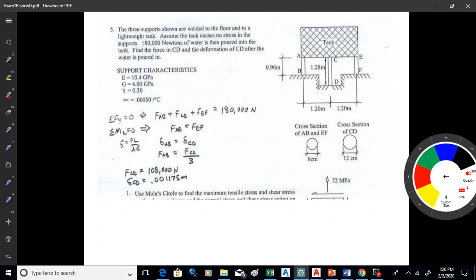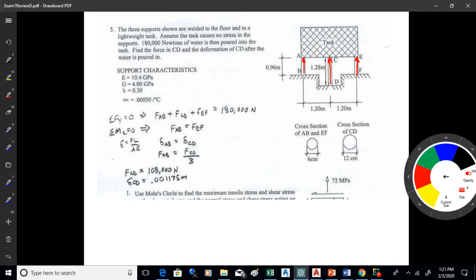Okay, on this one, we've got these three supports on the tank. There's no stress in the supports. It's a lightweight tank, so there's no stress in the supports. Then we put in 180,000 newtons of water into the tank. Find the force in CD and the deformation of CD after the water is poured in. All right, so what you're going to have here is each of these supports will exert an upward force on the tank. They're different dimensions, though. The supports are different dimensions. So what you have are three forces in the y direction.